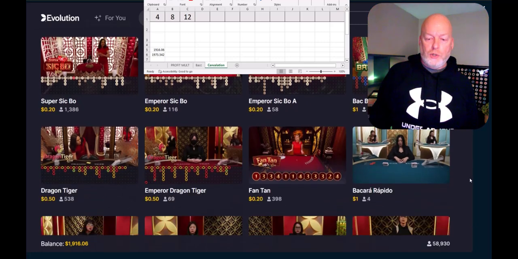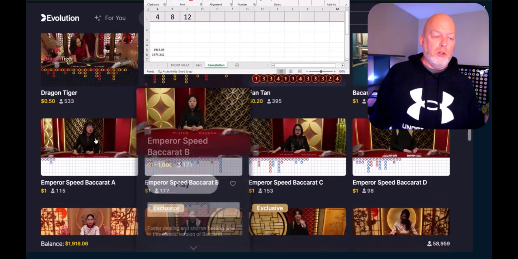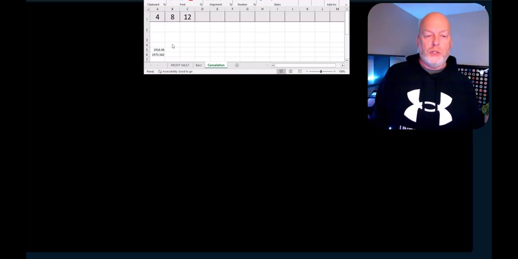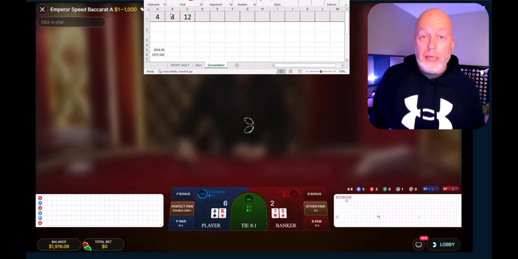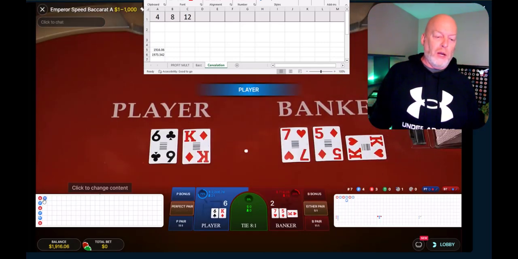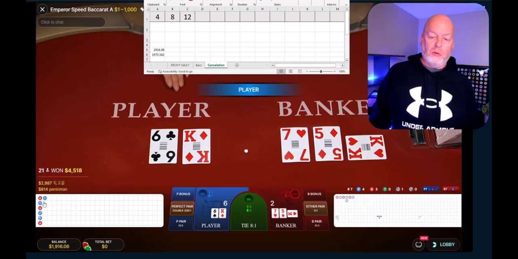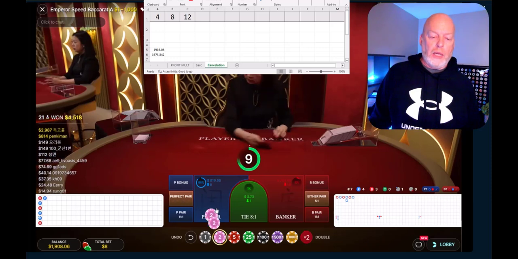And as you know, Evolution has a lot of tables. Let's just go to Speed Baccarat A. They just started. So 4, 8, 12. We know our starting bet is, yes, $8, but we're going to wait until we've got one decision here. So that was a player. So now we're also going to be going for a player for $8.